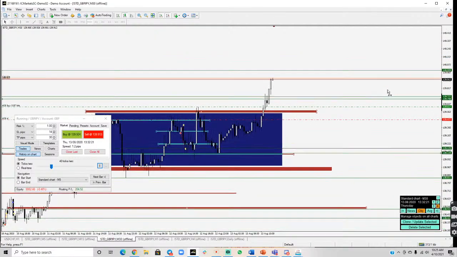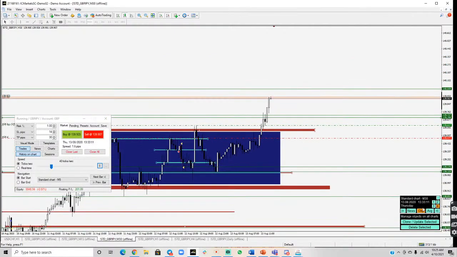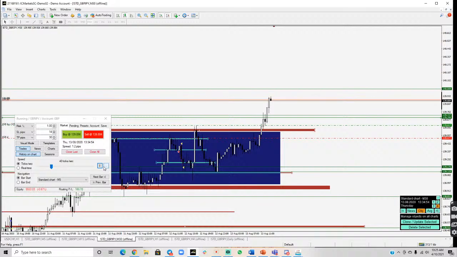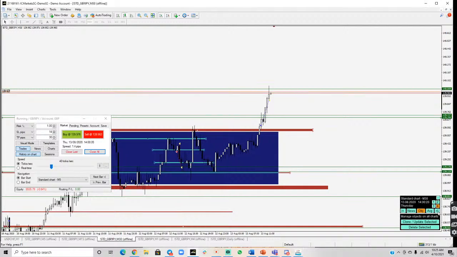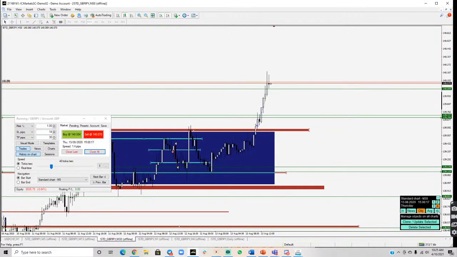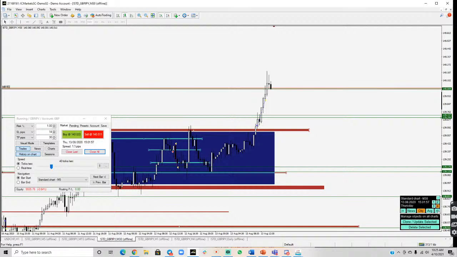You just can't go wrong with this strategy, guys. I'm telling you straight up. And as you can see, price didn't even stop. We just continue to climb.